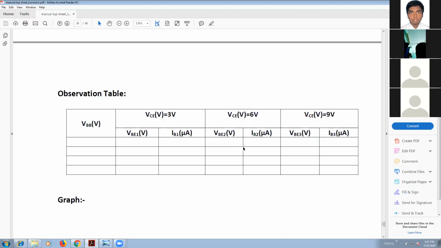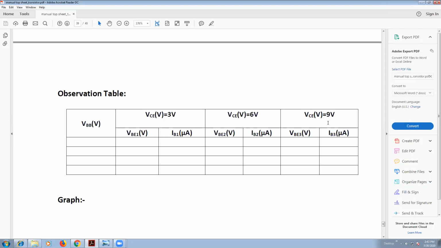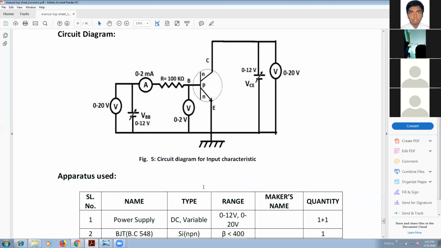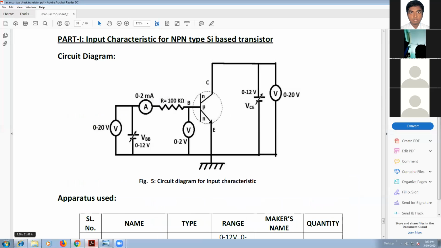Then after doing this, again we have to change the voltage VCE to 9 volt. Then in similar manner we have to vary VBB, keeping the difference 0.2, from 0 volt to 12 volt, and take the corresponding readings of VBE and IB. Okay, then I'm going to the circuitry in Tinkercad.